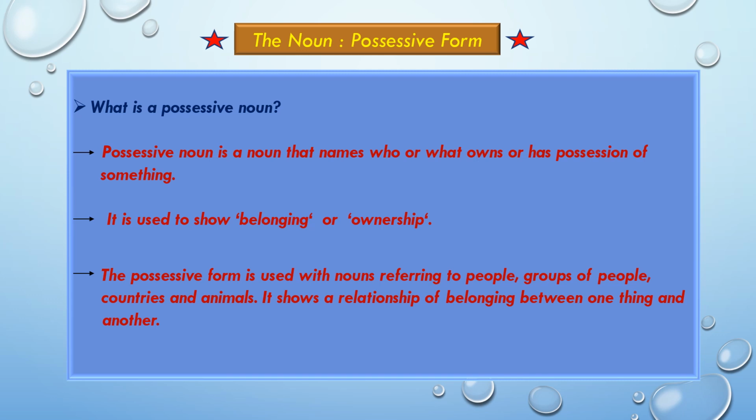The possessive form is used with nouns referring to people, groups of people, countries and animals. It shows a relationship of belonging between one thing and another. It means a possessive noun shows the relationship of belonging. It shows the belongingness. Okay.